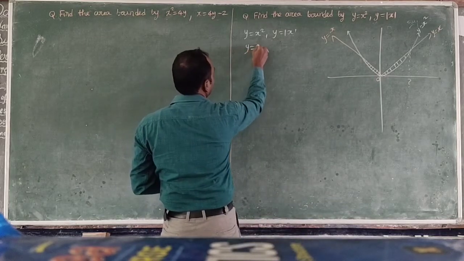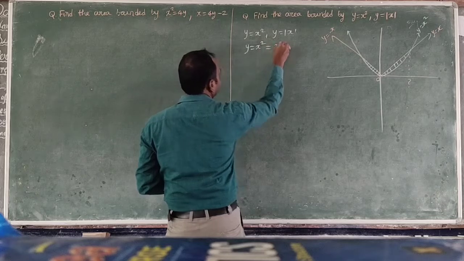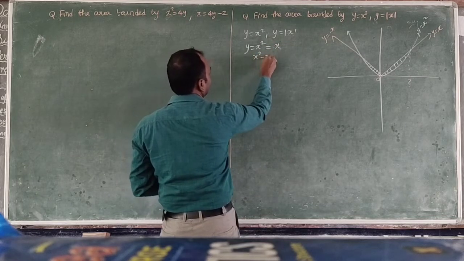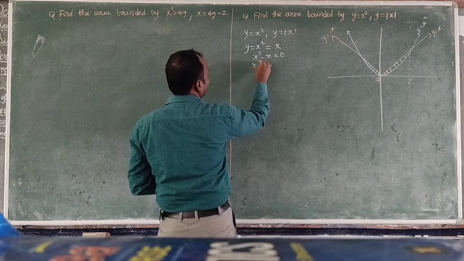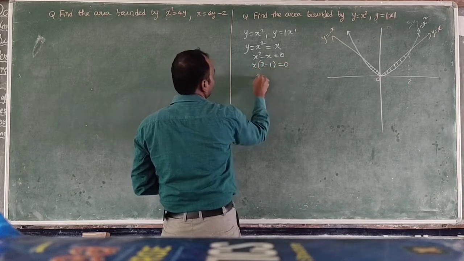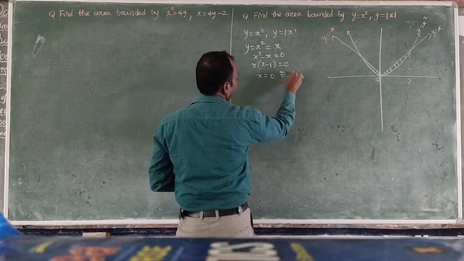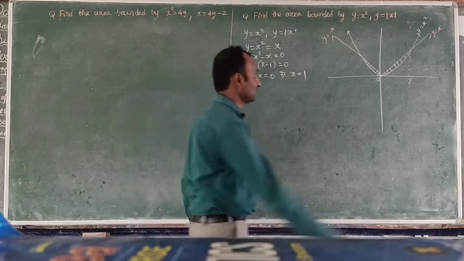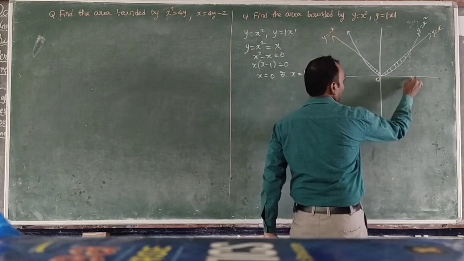So I am writing y is equal to x square is equal to x. Then x square minus x equal to 0. x into x minus 1 equal to 0. Either x is equal to 0 or x is equal to 1. That is, the limits are 0 and 1 after solving.